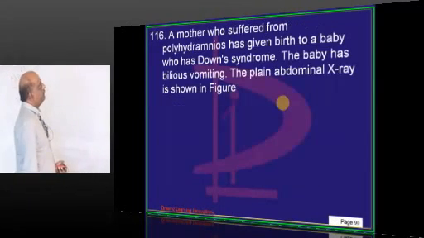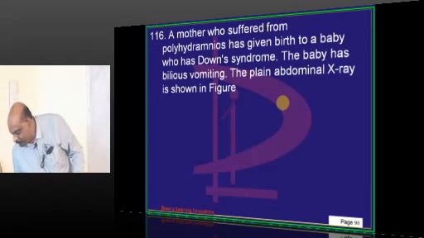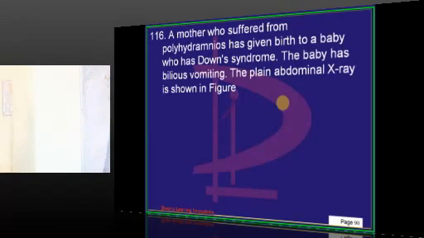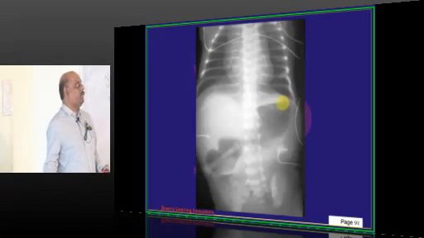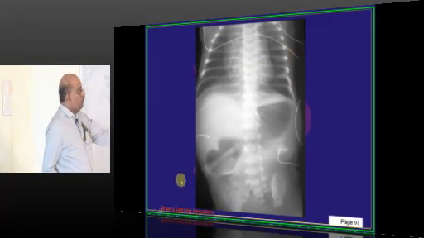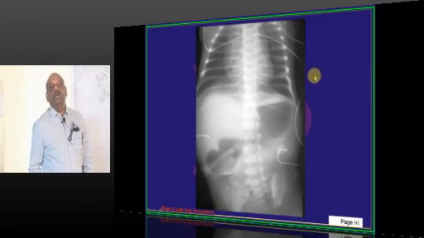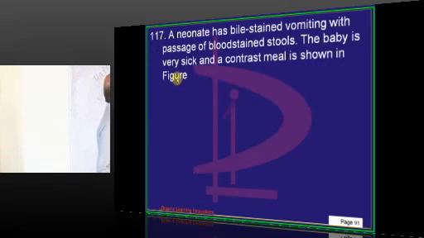Now doctor, a mother who has suffered polyhydramnios has given birth to a baby who has Down syndrome, and the baby has bilious vomiting. So what do you have here? Double bubble sign. Two bubbles of gas shadows are there, which is typical of duodenal atresia, which is intestinal atresia.